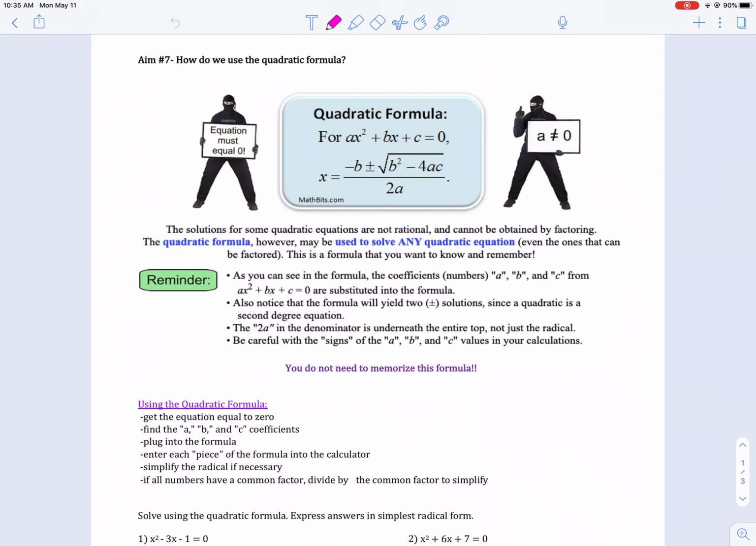Hi everybody, we're back with our next lesson, and today we're going to be talking about something you're going to see for a long time. It's called the quadratic formula. So look at this quadratic formula.